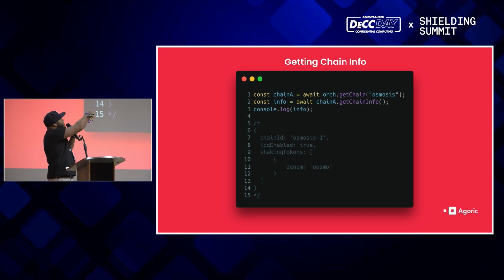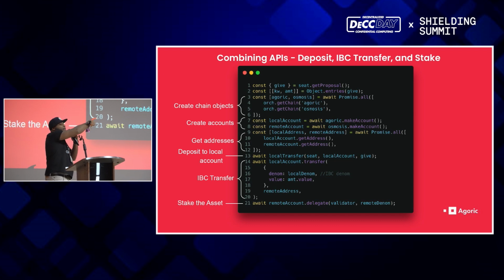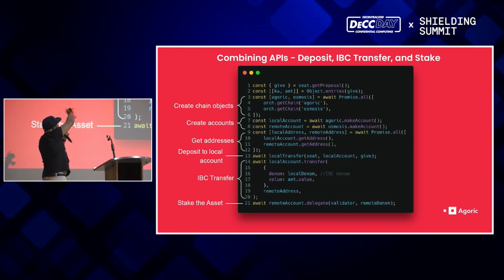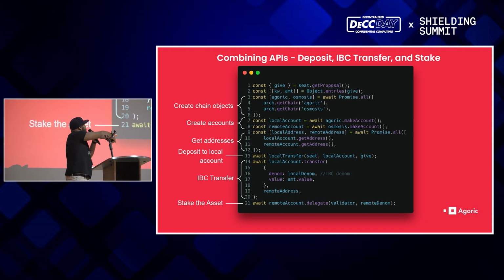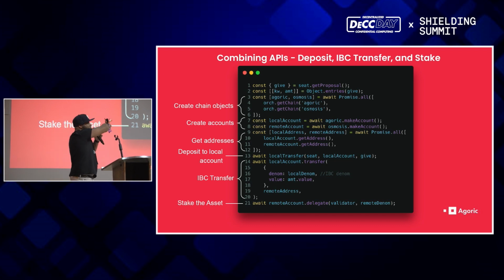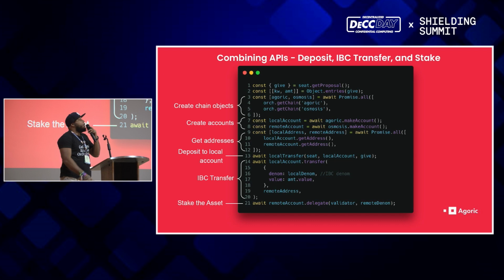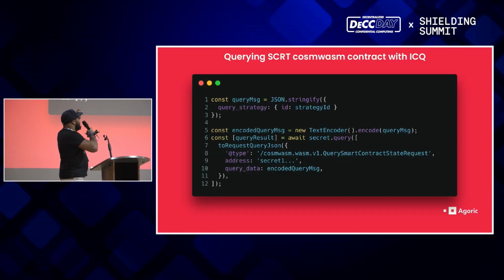Here's just an example of getting chain info. You can see that in the recording, just pause it. This is what it looks like in one function doing all of these steps together. Just look at the white text. I'm getting my chain objects, creating accounts, getting addresses, depositing money into my local account, issuing an IBC transfer, and notice the await on line 14, and then I'm telling the remote account to go stake that money somewhere. I should call them tokens to be SEC friendly.